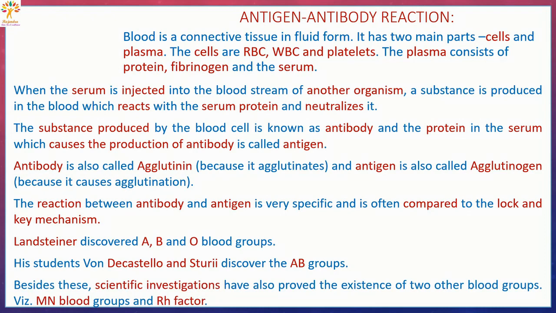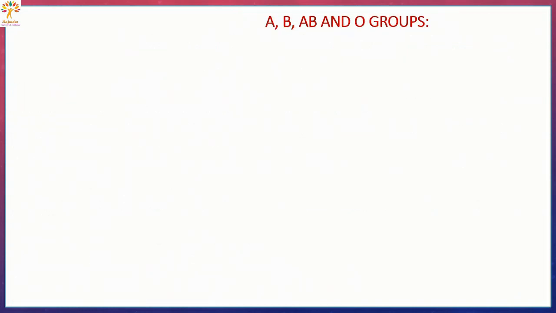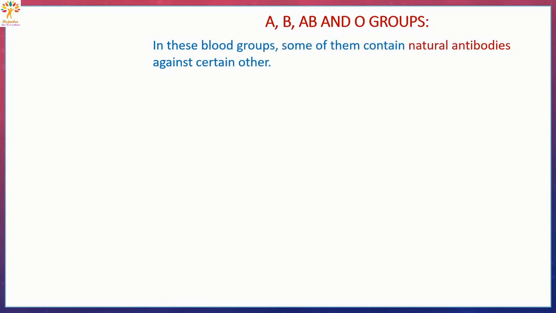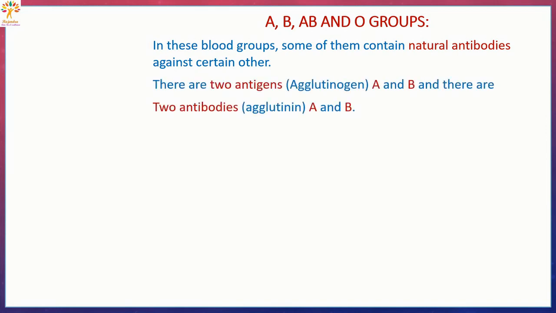Besides these blood groups, scientific investigations have also proved the existence of two other blood groups, that is the MN blood group and the Rh factor blood group. So A, B, AB and O groups, that much we know until now. In these blood groups, some of them contain natural antibodies against certain others. There are two main antigens or agglutinogens, A and B, and there are two main antibodies, agglutinin A and B.